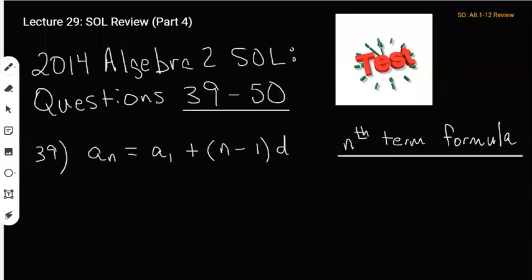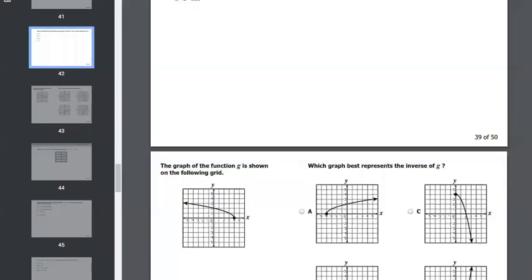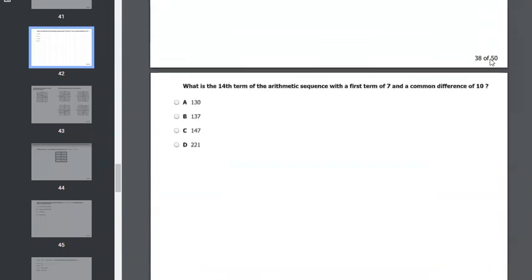All right, let's go ahead and get started. Today we're going to be doing the last 11 questions on the Algebra 2 SOL test for 2014. For number 39, it asked me to find an arithmetic sequence term. So let's take a look at that.